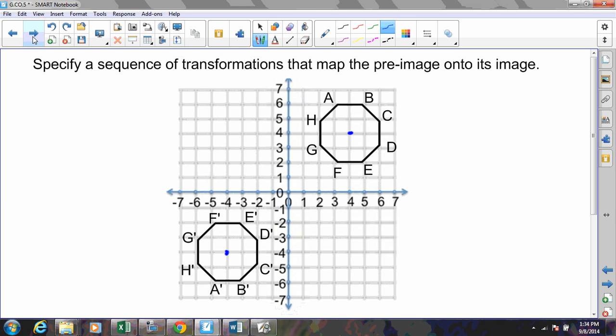But that does not follow through here. In the pre-image, A, B, C, D is being labeled clockwise, but in the image, A, B, C, D is being labeled counterclockwise. That's where we need to get reflections.